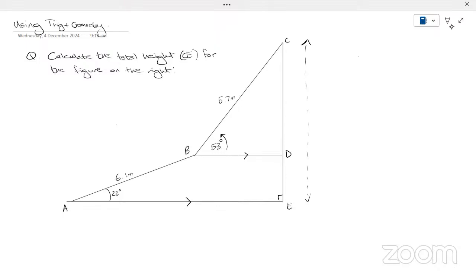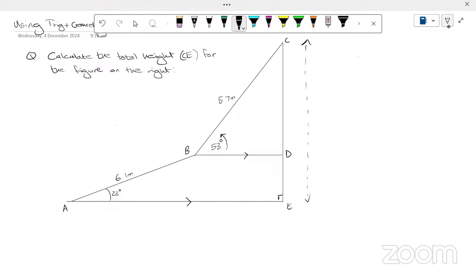All right, so what we want to do now is calculate the total height of CE for this figure at the moment. Let's just highlight this here. The question says calculate the height of CE. Now remember, CE is this whole line over here. That's what we want to calculate the height of.